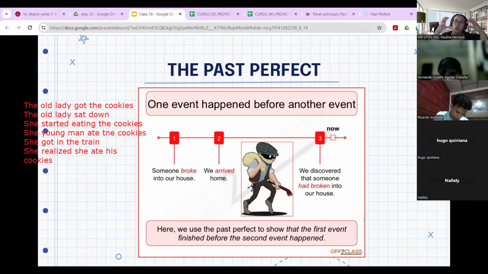And I'm going to join two of these events. All of these things happened in the past, right? But when I want to talk about two events that happened in the past, and I want to be able to put them in order, to say this happened first and then this other thing happened, but both of them are in the past, I'm going to use this verb, the past perfect. So let me give you an example. She got in the train. She realized she ate his cookie.